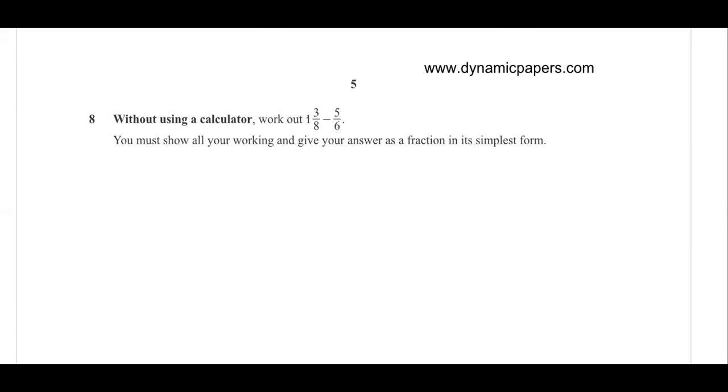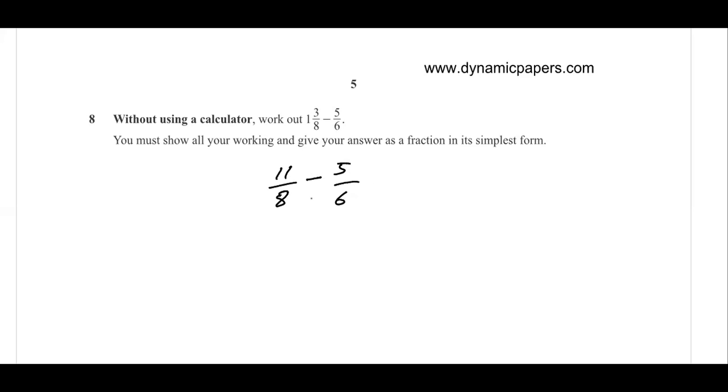So you will multiply 8 with 1, then add this 3. 8 times 1 is 8, 8 plus 3 is 11. So it will become 11 over 8 minus 5 over 6. Then this is a fraction. So for fractions, we must make the same denominator.